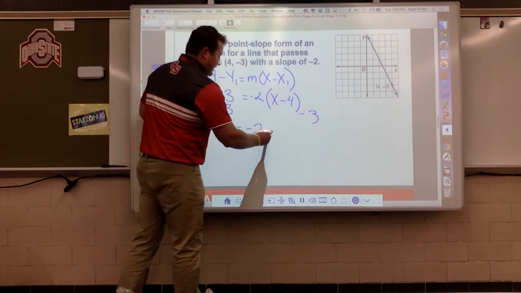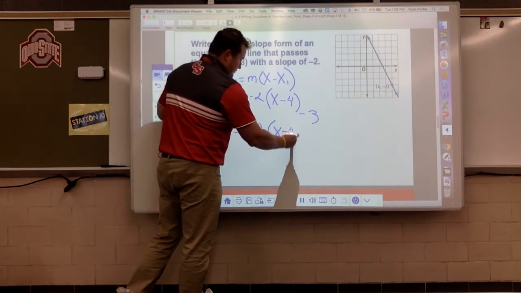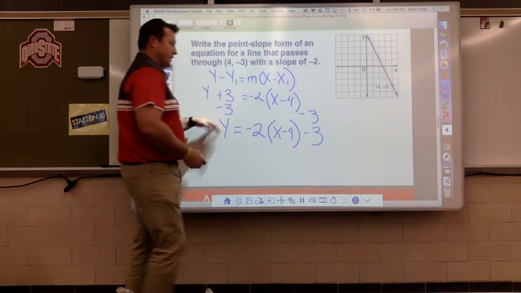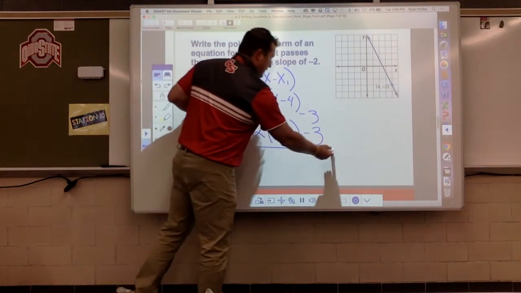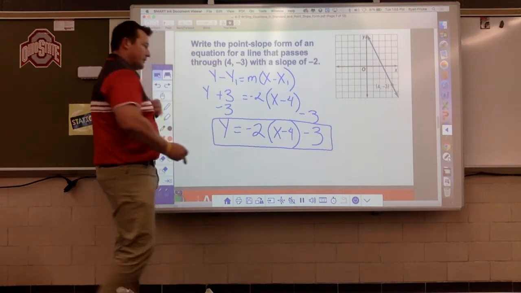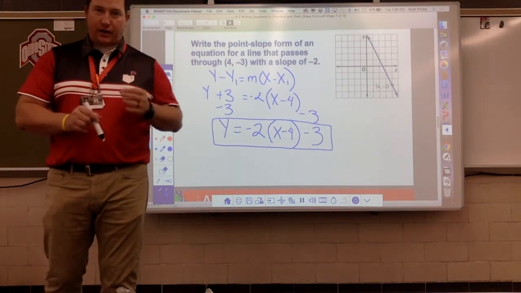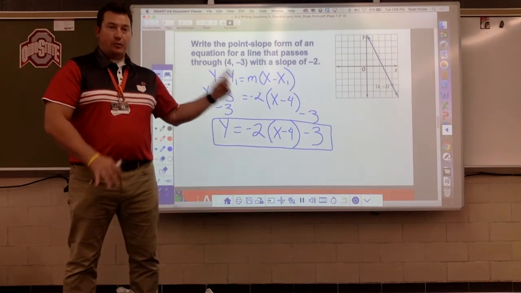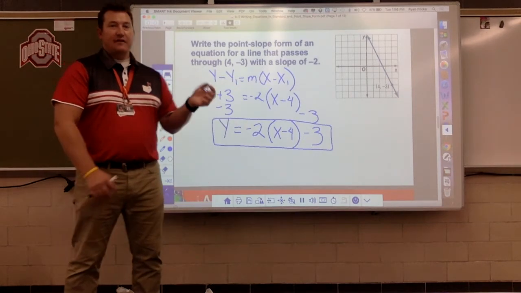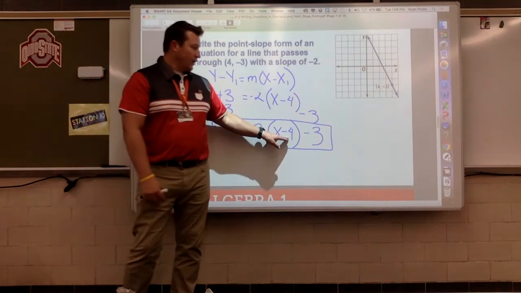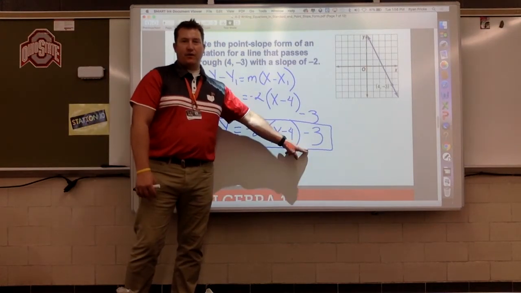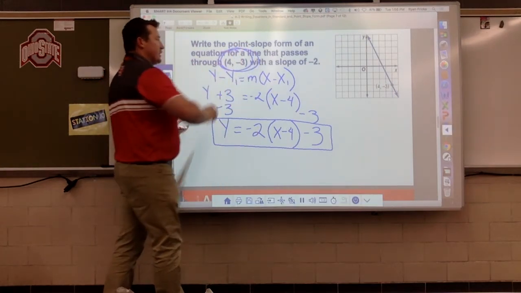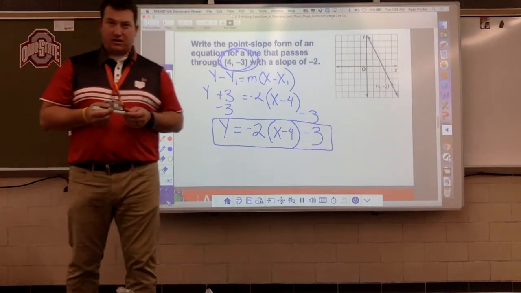So y equals negative 2 times the quantity x minus 4 and then minus 3. So guys, here you go. Okay? This is point slope right here, right? Now we're getting somewhere. I know the slope, 2, and then here's my point. Right? Think about this. I've got negative 4, negative 3. Right? Here was the ordered pair they gave me originally. It was 4 and negative 3.